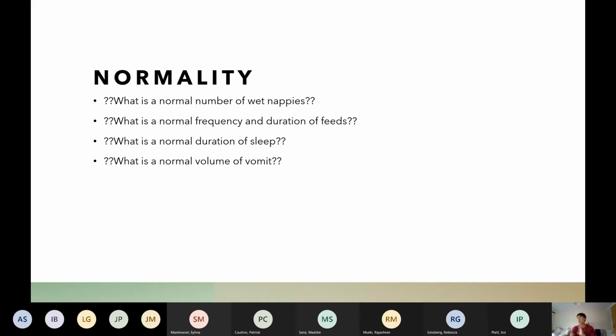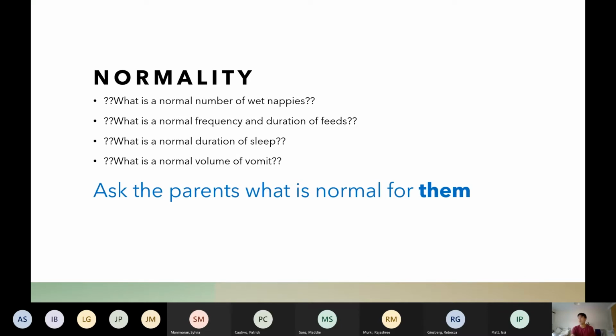And beyond what looks normal, I always struggled with the normal number of wet nappies, the normal frequency and duration of feeds, all of these questions. But you don't need to worry about that because you have one simple question that you can ask the parent, which is what is normal for them. So you can ask a parent, how many wet nappies have you had today? Okay, you've had 3 wet nappies today. What's normal for them? A week ago, how many were they producing? And you can assess a difference between them.